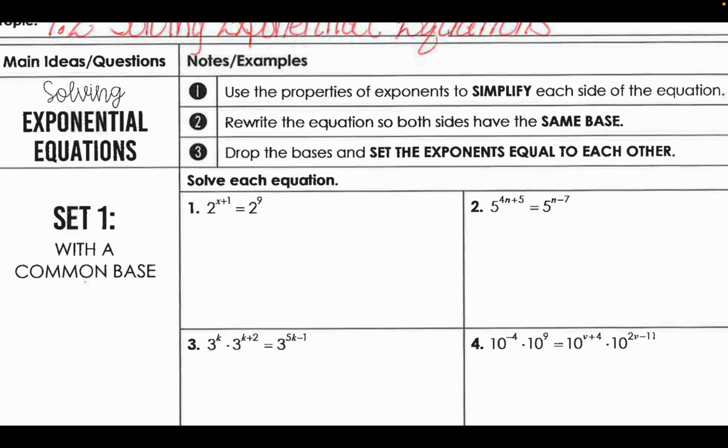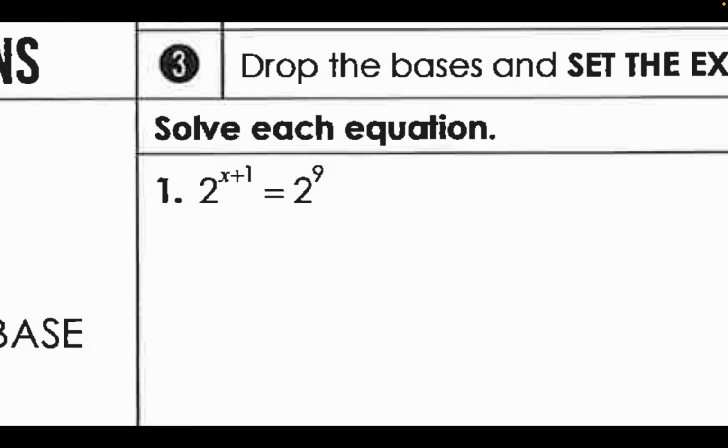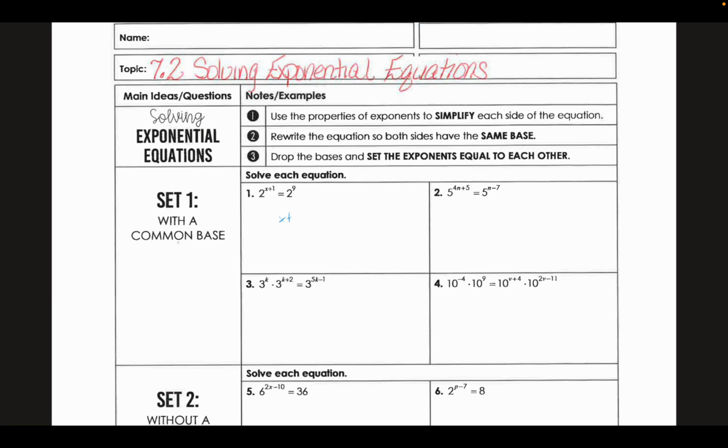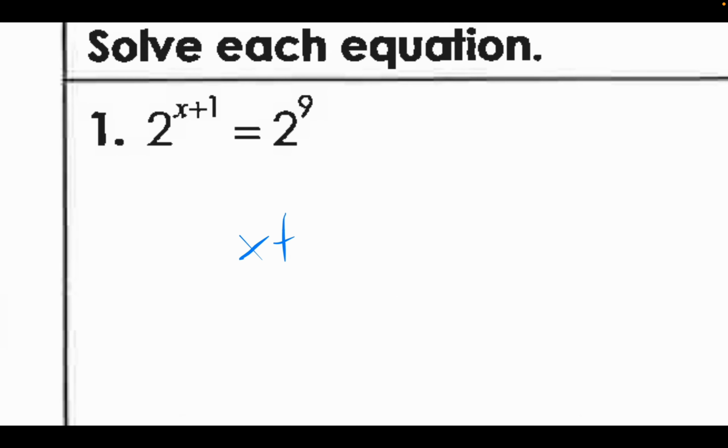So number 1, solve the equation 2 to the power of x plus 1 equals 2 to the power of 9. Well, since they both are 2 to a certain power, the only way for this equation to be true is if this exponent and that exponent are equal to each other. If x plus 1 and 9 are the same, then 2 to that power and 2 to the power of 9 must be equivalent, which must mean that x plus 1 must equal 9.